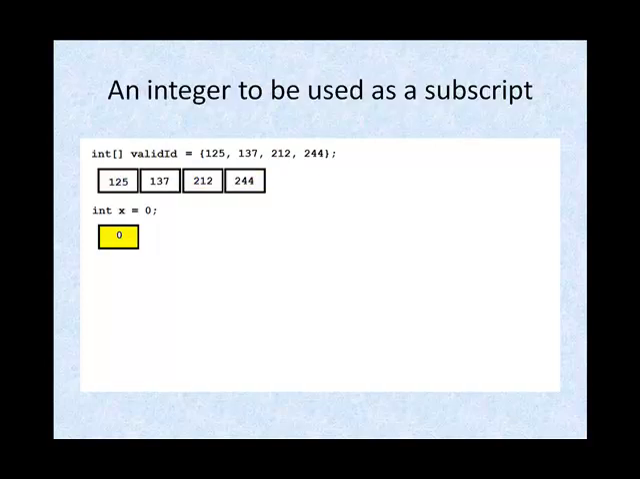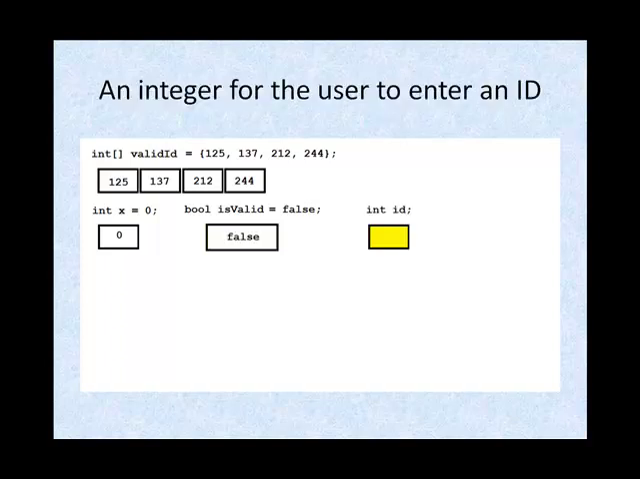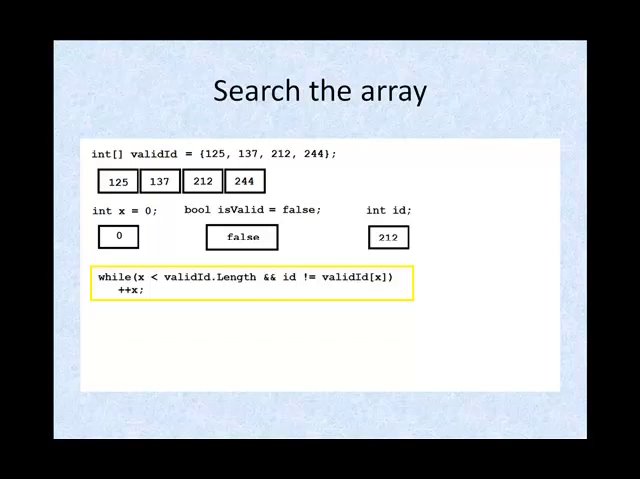Let's set up a subscript set to 0. Let's set up an isValid variable that will indicate whether the ID number that a user is looking for is a valid one or not. And let's set up an ID number for a user to enter. We can prompt the user and then read an ID number from the console. We'll convert it to an integer and assign it to the ID number. Let's assume the user types in 212.